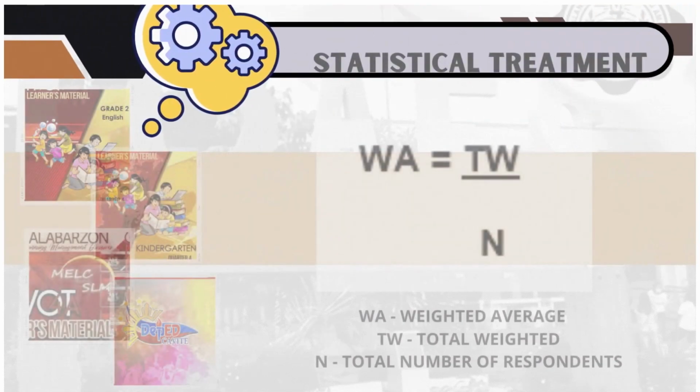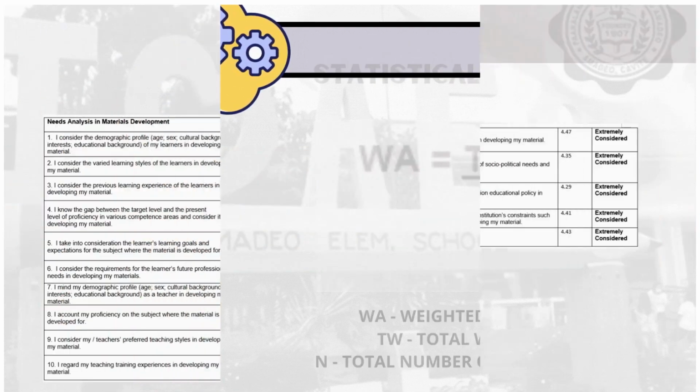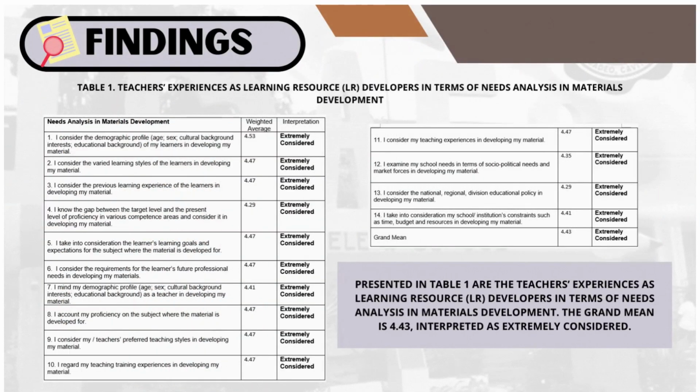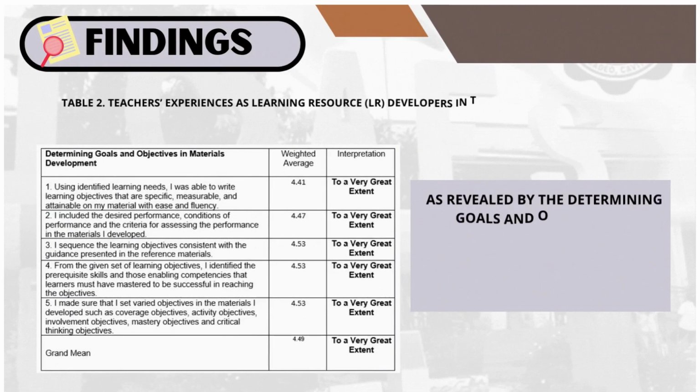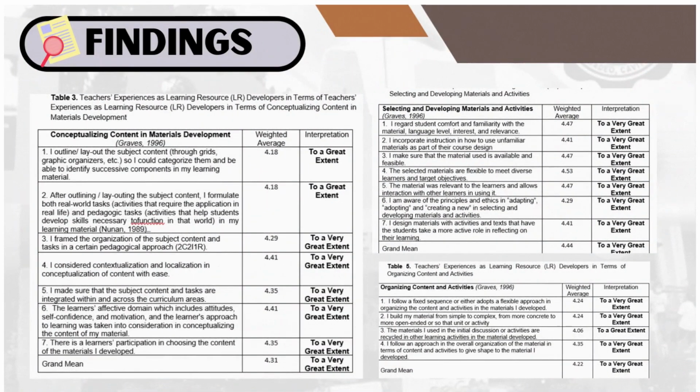For statistical treatment, the formula for weighted mean was used. And as general analysis and interpretation, the findings show a very great extent in assessing teachers' perspective about creating the learning resources. And as for conclusion, based on the findings, the following conclusions were drawn.